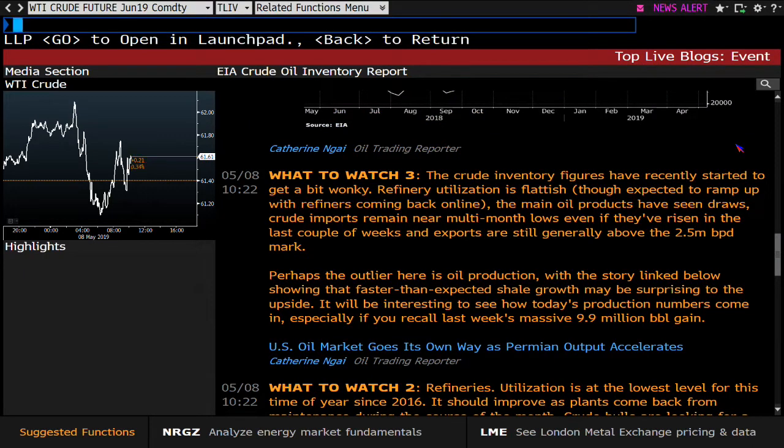Crude inventory figures have recently started to get a bit wonky. Refinery utilization is flattish, though expected to ramp up as they come back online. The main oil products have seen draws. Crude imports remain near multi-month lows, even if they've risen the last couple weeks.